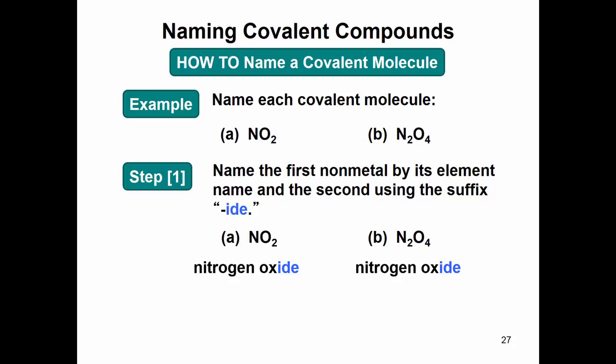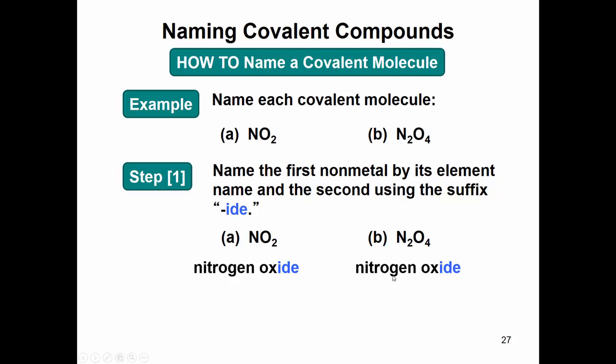The first thing we're going to look at is when you have a covalent molecule, that means that you have nonmetals. Whichever element's listed second, looking at it from left to right, is going to end in IDE. So oxide. These names right here are not correct yet. This is just showing that you would name the first element nitrogen. Here it's nitrogen also, and then you would end in IDE.